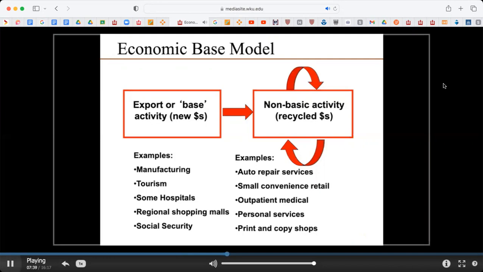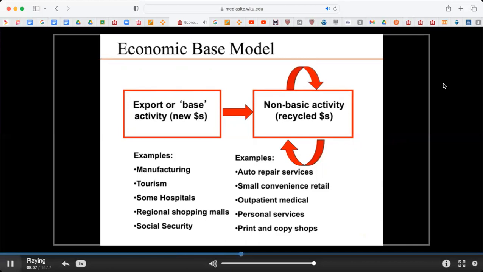Typically, those base activities, those export activities, are things like manufacturing, tourism, some healthcare systems that are large and regional, some regional retail where people come from multiple counties around, or a tourist-oriented retail where people come as a destination. And then pension activities, Social Security. If you have a large retirement base, that's an export type of activity as well.